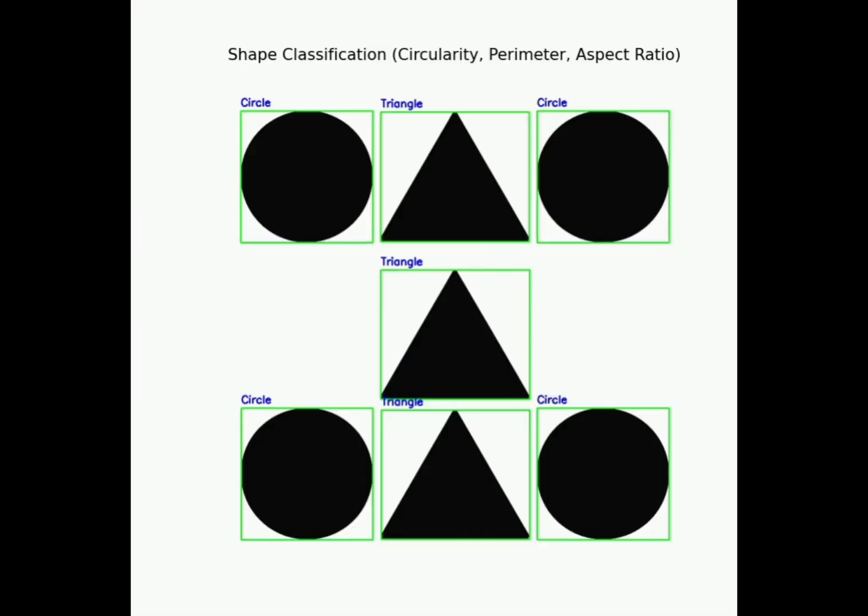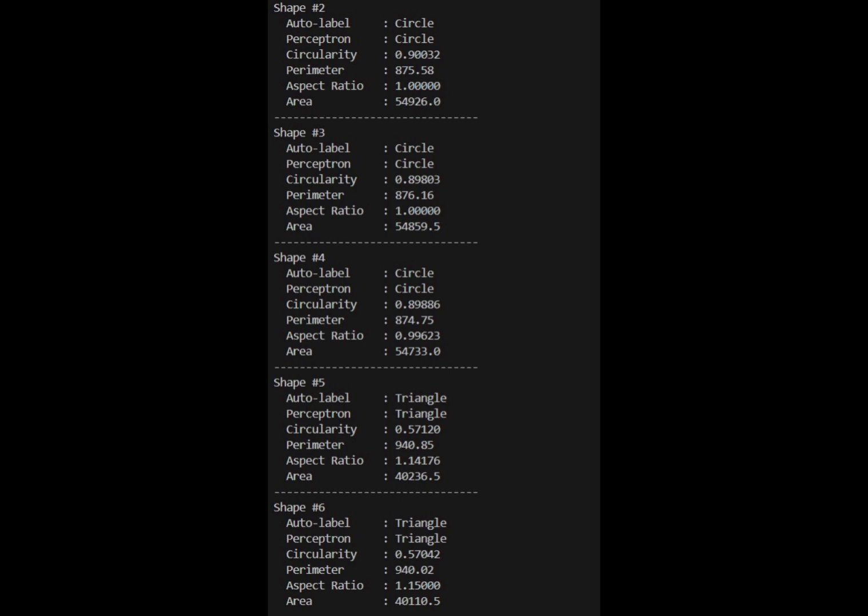From the result, you can observe how the code identifies circles as circle and triangles as triangle, which are inside the green box. Then, as you can see, the code has extracted the features, such as circularity, perimeter, aspect ratio, and area. Shapes with high circularity, approximately 0.9, and aspect ratio approximately 1 were correctly classified as circles by both the auto-label and perceptron. Shapes with low circularity, approximately 0.57, and aspect ratio between 1.14 and 1.15 were correctly classified as triangles by both methods. The visualization confirms the classification.